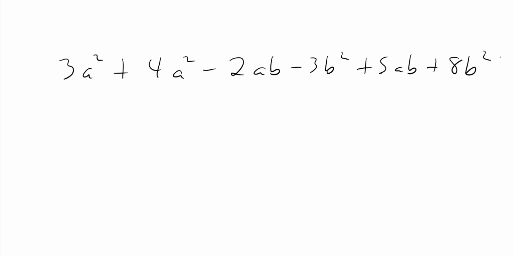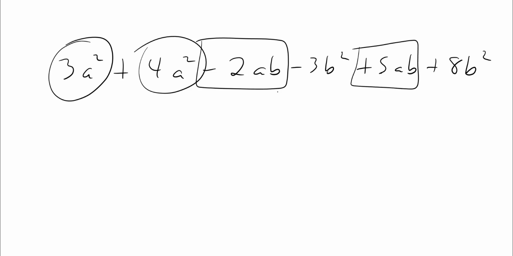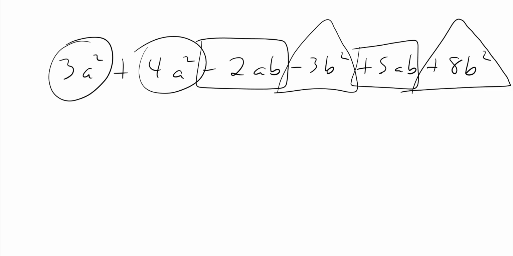So what you want to do is highlight things. Also, another way to do it, if you don't have any colored pencil, everyone's got their iPad, but let's say you're doing a quiz or anything, you can do this. You can say, well, I'll circle these guys here. So that's a like term, that's a like term. That's it. And then the AB, oh, there are 2 of those, so I'll put a box or a rectangle around those. And then you got the B squared, so I'll put a triangle around that. Okay? And those are your like terms.